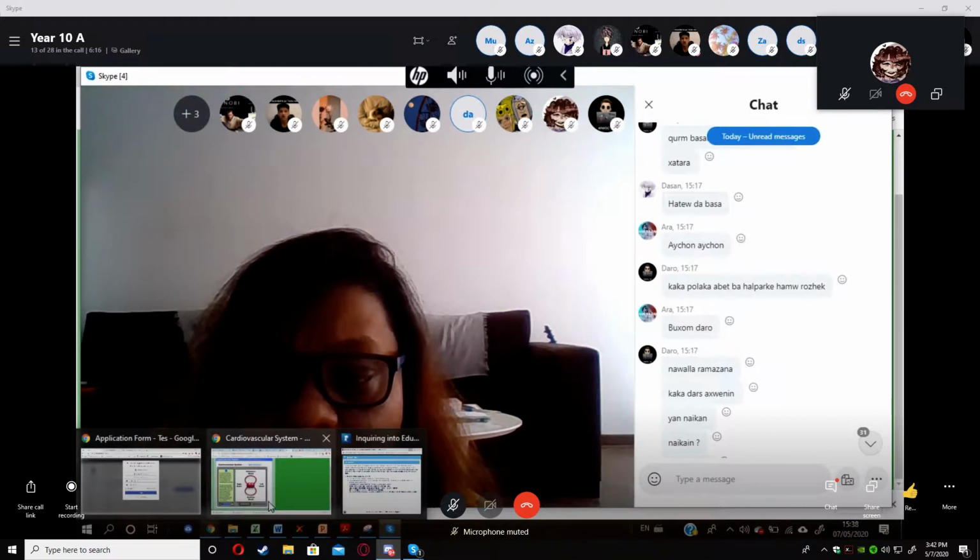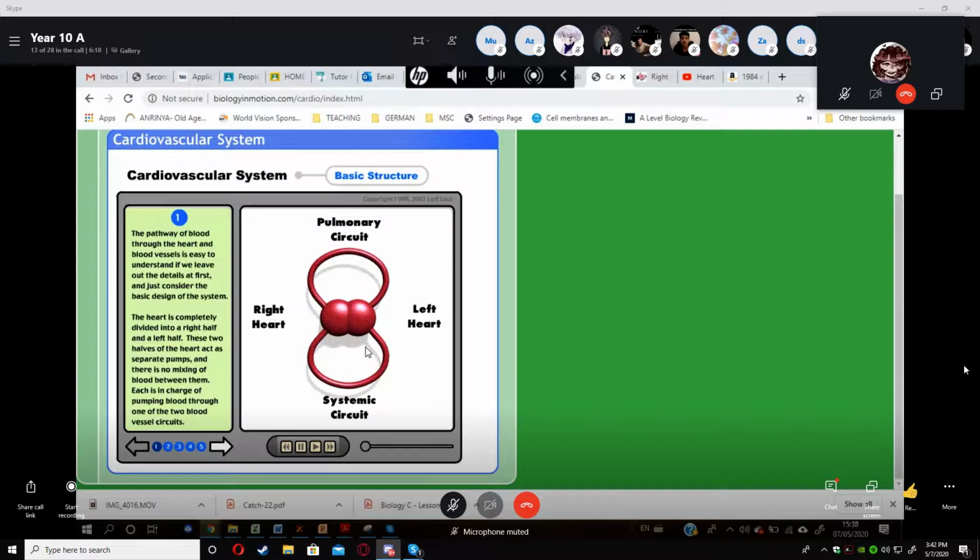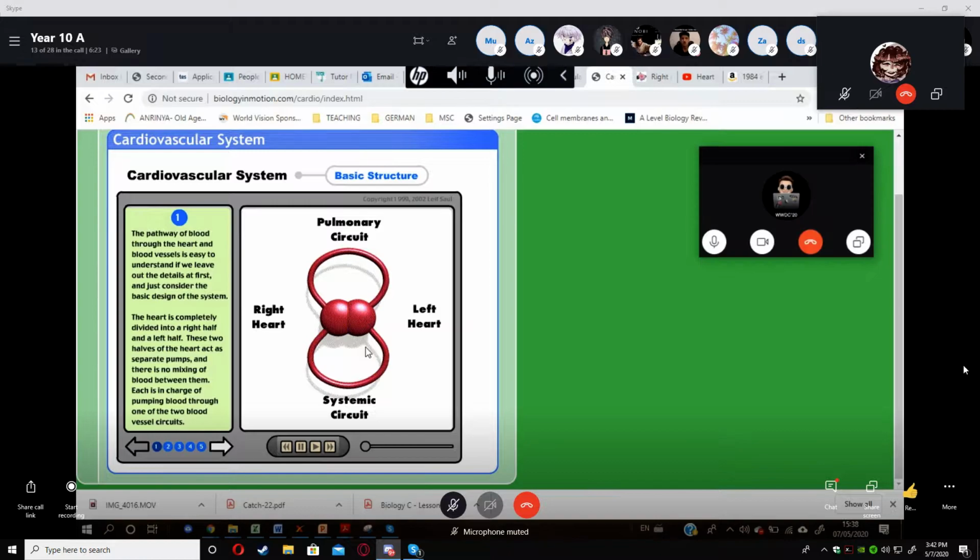Right. So we were talking about the cardiovascular system in mammals. We said that in mammals the circulatory system is a double circulatory system, right? Let me just check this. This is the last bit. One second. Let me reload the page.